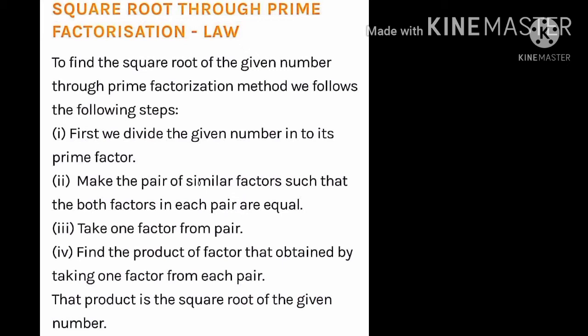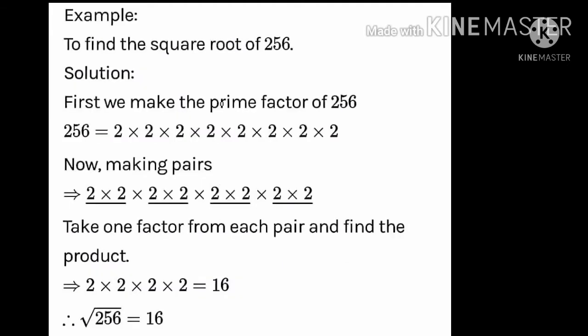Let us understand this with the help of an example. Let's find the square root of 256. So first we will take out the prime factorization of 256. So 2 is multiplied 8 times. Now we are dividing it into pairs. So see, we have underlined 2s in pairs together. And from each pair we are taking 1, 2. So here after multiplying 2 4 times we are getting 16. So the square root of 256 is 16.